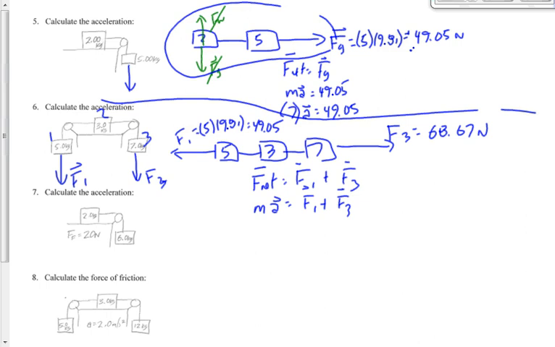What mass do I use here, guys? 5, 3, 7, or a combination? 15. I use the combination of them, right? The total mass is being accelerated, so let's use that 15. 15 times A is equal to negative 49.05. We're making that negative, plus F3, which is positive 68.67.